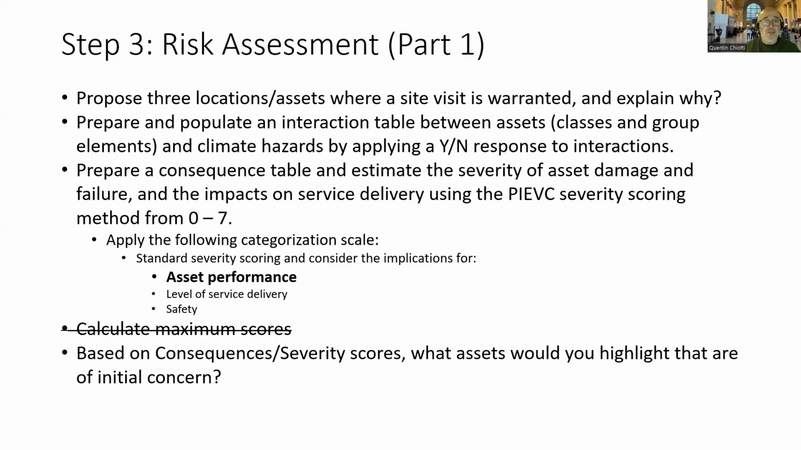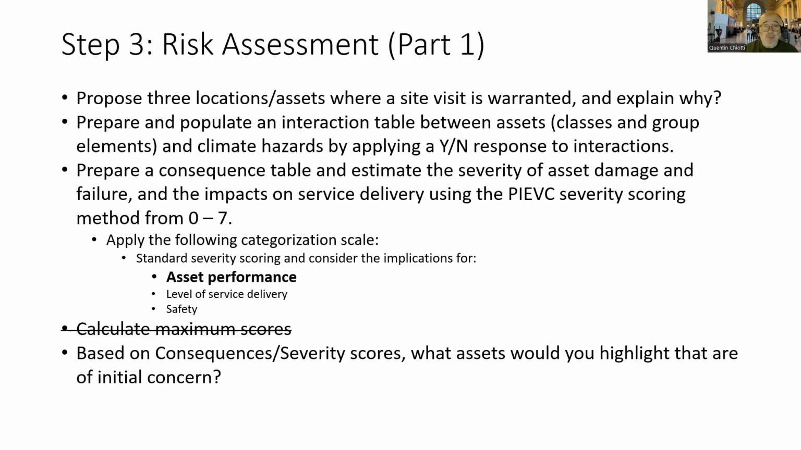And then step 3, the early portion, or part 1, of doing the risk assessment: propose 3 location assets where a site visit is warranted and explain why. Honestly, there's no right or wrong here, but in my head, I'm thinking of certainly 2 that would be warranted. And for that third one, I can think of 3 or 4 examples where, if I had to pick one, any of those would be justified.